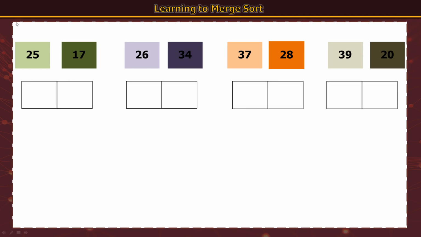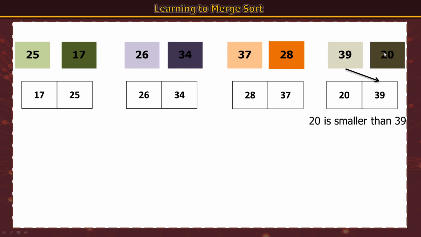Let's do that then. So let's compare the pairs. 25 v 17. Well, we know that 17 is less than 25. So the 17 goes there, and the 25 would go there. Let's look at the next pair. 26 v 34. Well, we know that 26 is less than 34. So it would go there, and the 34 would go there. 37 v 28. Well, we know that 28 is less than 37. So it would go like that. 39 v 20, and you've guessed it, the 20 is less, so it would go there.